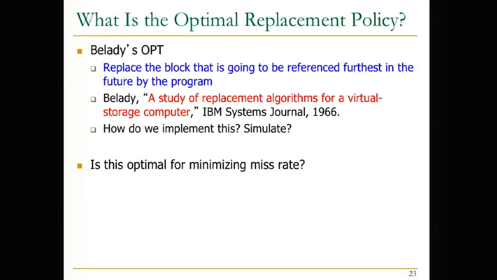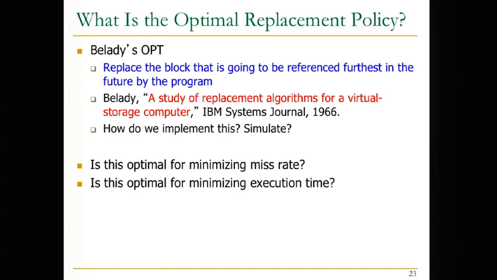Because if you actually replace the block that's going to be referenced furthest into the future by the program, by definition, you're utilizing your cache in the best way. You know exactly what's going to be referenced when, and you keep in the cache the thing that you're going to reference next. So it should, intuitively, minimize your cache miss rate. And if you want the proof, you can read the paper. Does that make sense? Yes, okay.